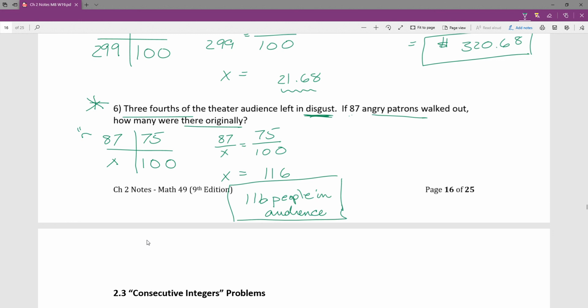The other way you could do this is it's 87 over X, and it's 3/4. That's the same as 75 over 100. So you don't have to do it this way, but this is an alternate way you could set it up and also get to the right answer.